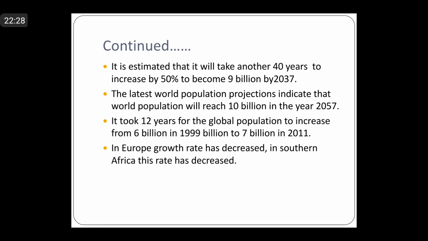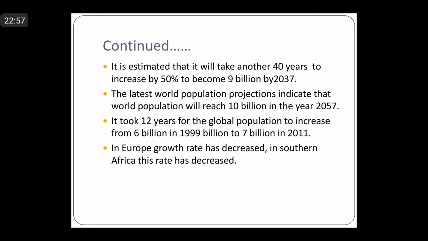Now it is estimated that it will take another 40 years to increase by 50% to become 9 billion by 2037. Okay, then the latest world population projections indicate that the world will reach about 10 billion in the year 2057, or more than that. The current one shows 11 billion.